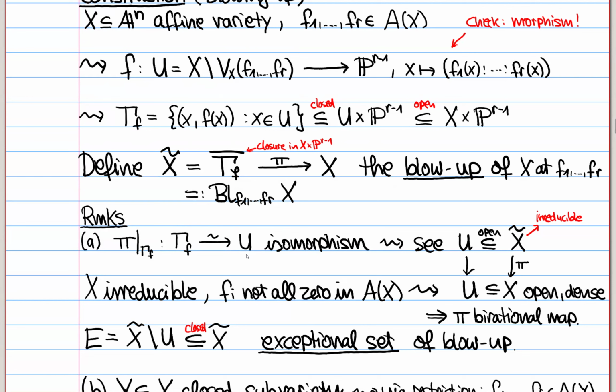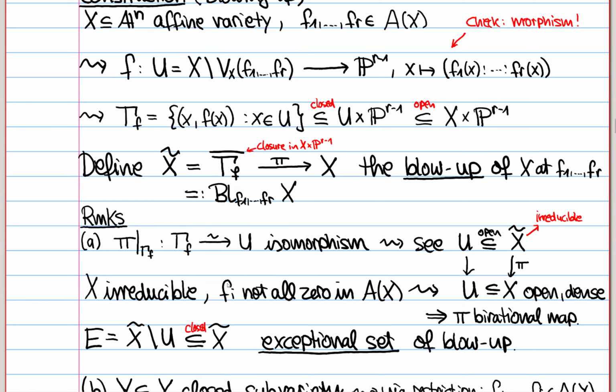And it's always the case, if you think about graphs, that if you project from the graph to the first factor, to the domain, then you get an isomorphism. The inverse is the map which sends x to the pair x comma f of x. So we know that on this open set U, the graph is still just an isomorphic copy of U.